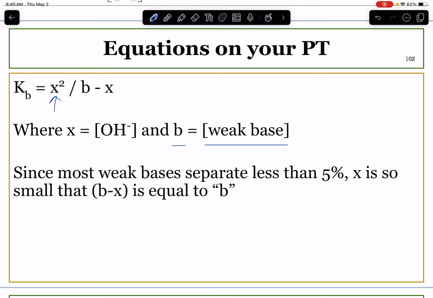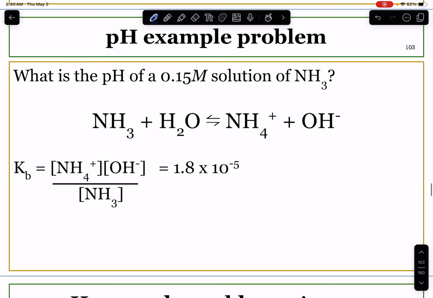Now, since most of these weak bases separate less than 5%, x is so small that b minus x is still equal to b. So this means we get to ignore the x in the denominator. You can just ignore it when we are solving for x. So let's try this example problem. What is the pH of a 0.15 molarity solution of NH3?